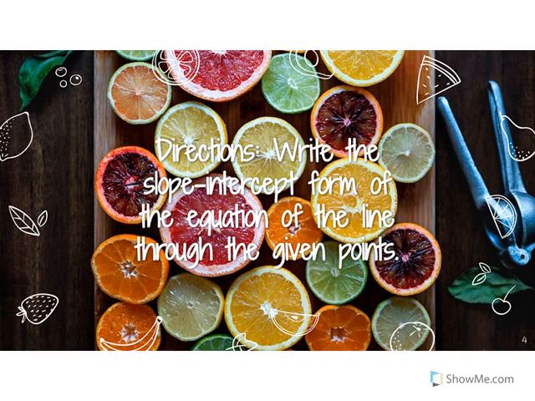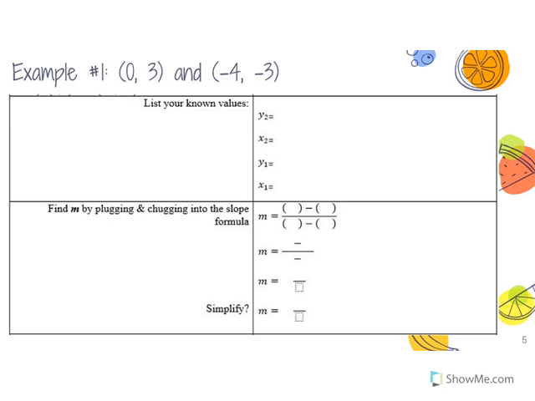Alright, here are the directions for our example, so go ahead and write this down. Write the slope-intercept form of the equation of the line through the given points. You'll see that we have the word points, where we have 2 of them. These are the points I gave you for this example: 0, 3 as one point, and -4, -3 as our next point.